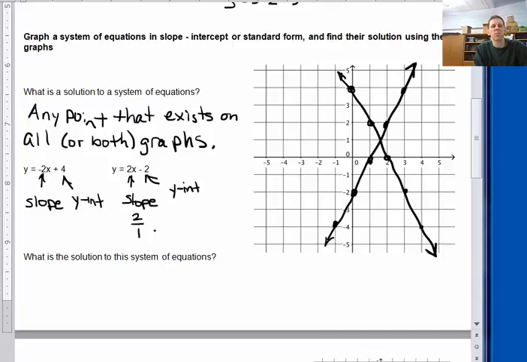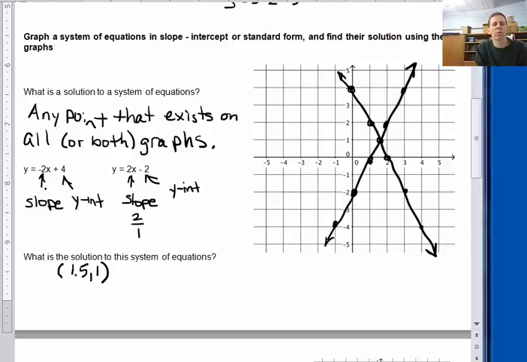Now a solution to this system is any point that exists on both graphs. Oftentimes what it will be is an intersection point, and you'll see these graphs both appear to intersect right here. It looks like in between 1 and 2, so maybe at 1.5 comma 1. That appears to be the solution to this system of equations.